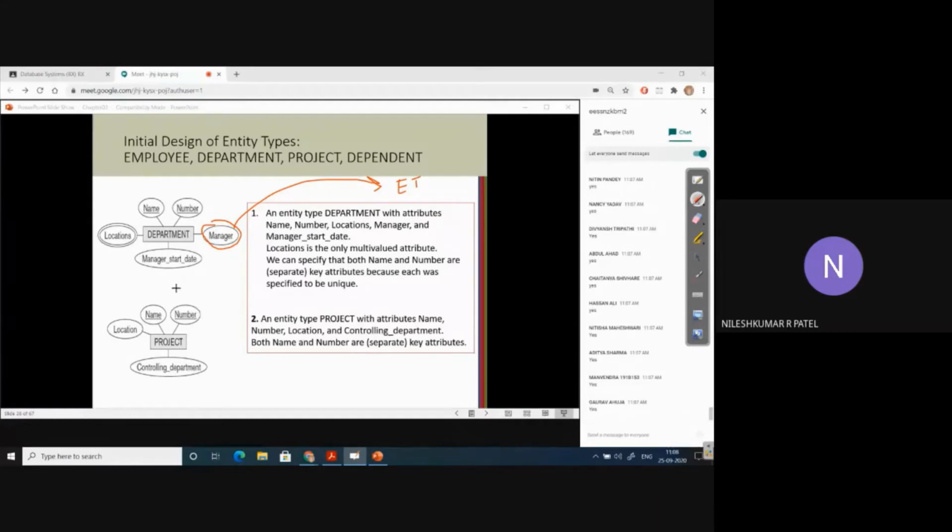Okay, are you able to find any other attribute in department that exhibits a relationship with some other entity type? Yes or no? Is there any other attribute that gives you some hint? Name, number, Aditi? So what is name and what is number according to you? Location, project.